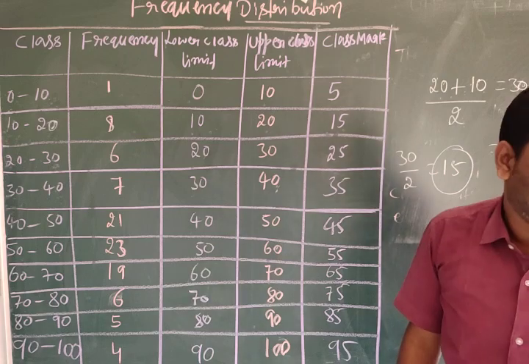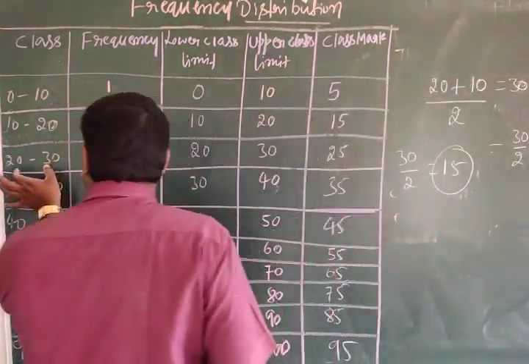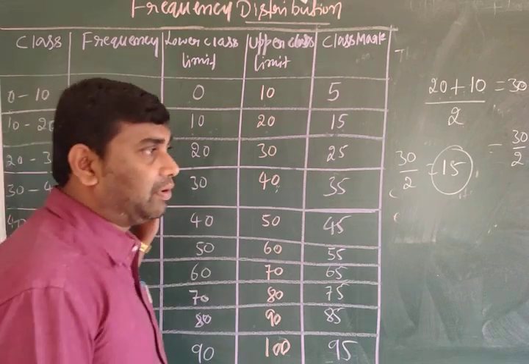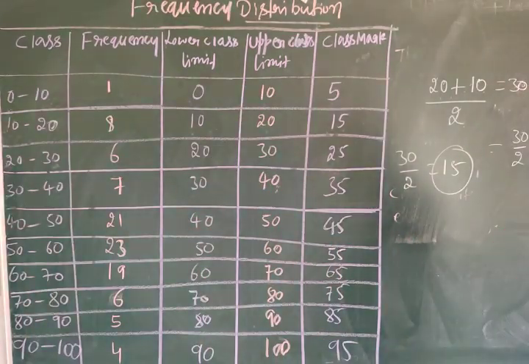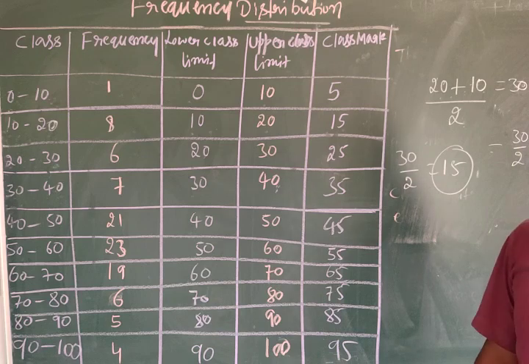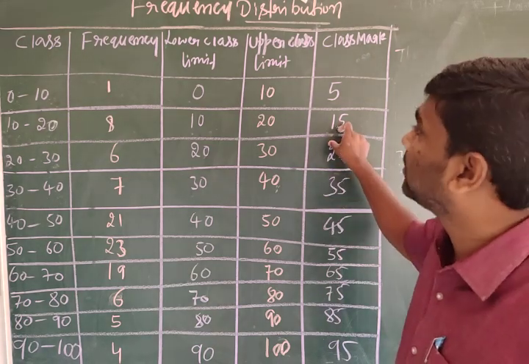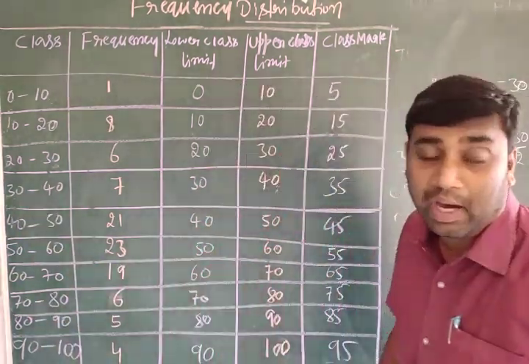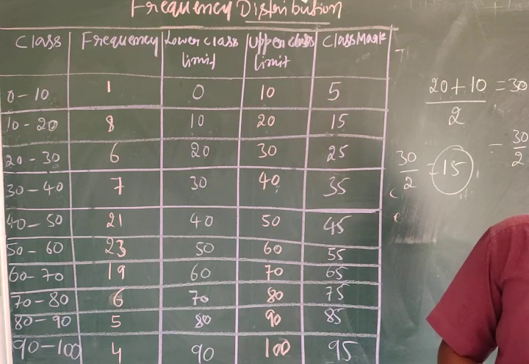The middle value of the class width. Middle value is how much? 10. The middle value of each class we can call the class mark. Middle value of the class we can call the class mark, otherwise midpoint. We can call it midpoint.